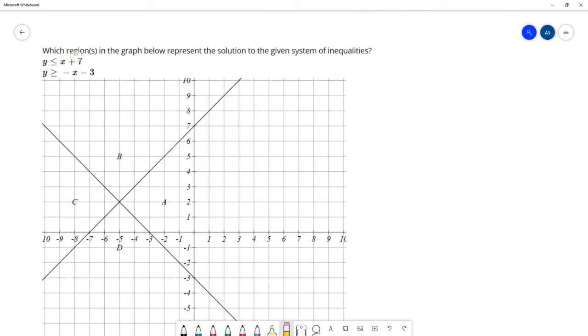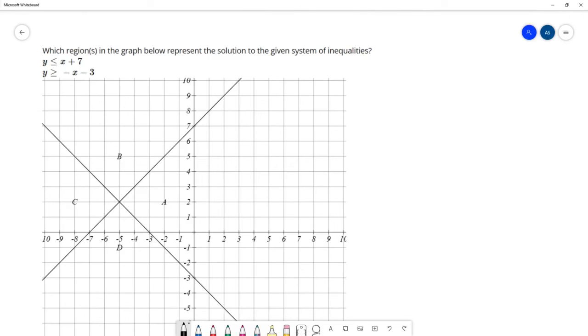For this question, we have a system of inequalities. Y is less than or equal to x plus 7. Y is greater than or equal to negative x minus 3. And we want to know which region or regions in the graph below represent the solution to that system of inequalities. So this question has already graphed the two equations, the two boundary lines.